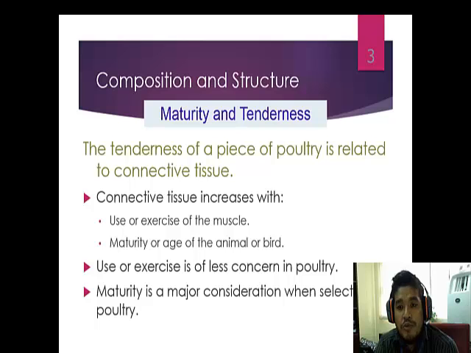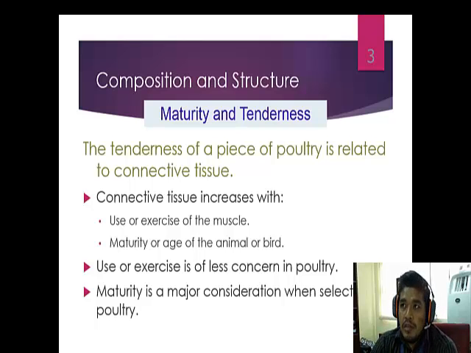It depends on maturity and tenderness, which is related to the connective tissue, as I mentioned before. Connective tissue increases with the use or exercise of the muscle, and that is why wild poultry is much tougher compared with poultry bred on the farm. And there is the maturity or age of the birds, for example, ayam pencen. Use or exercise is less of a concern for poultry. Maturity is a major consideration when selecting poultry. So these are the things that you need to make sure of.